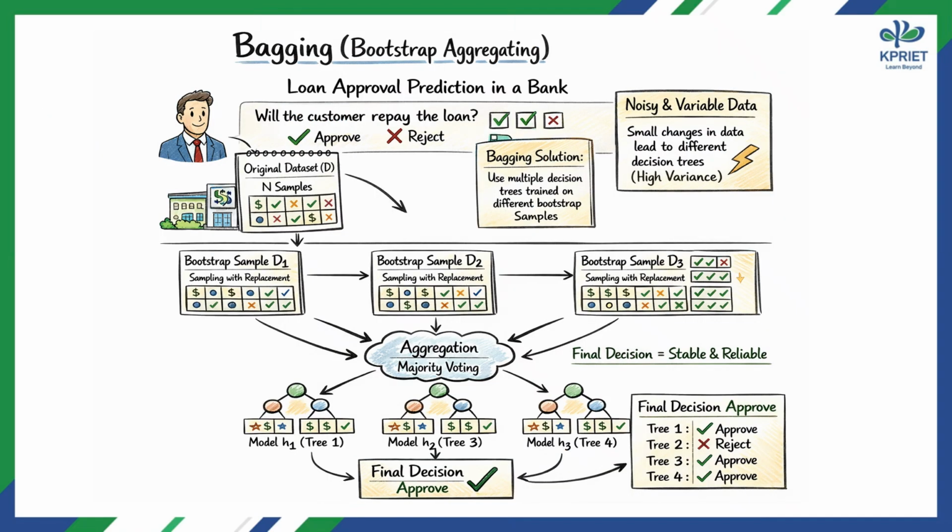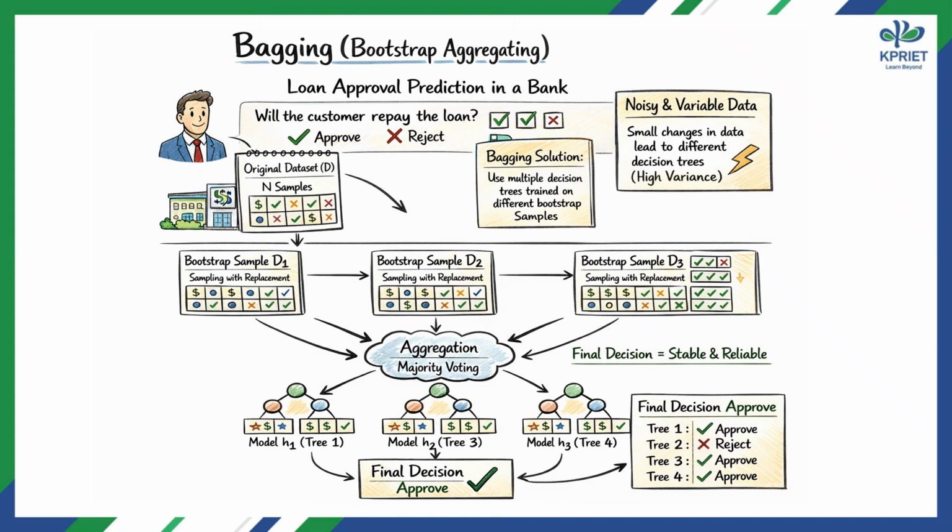Next is boosting. Now we'll see about boosting. The same example, loan approval prediction in a bank. Will the customer repay the loan? You can accept or reject it.